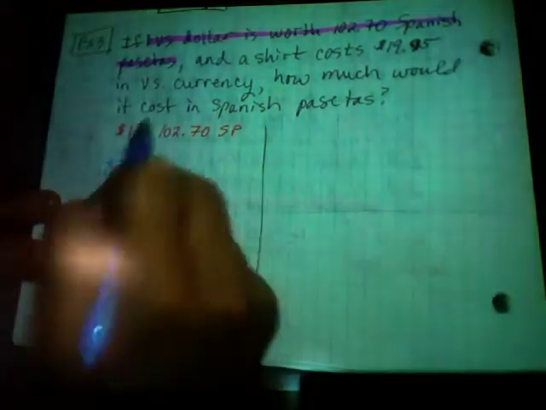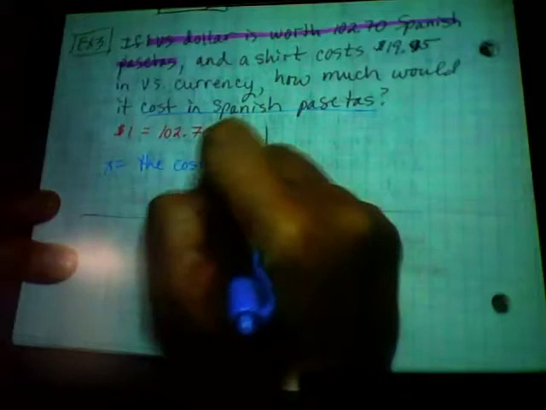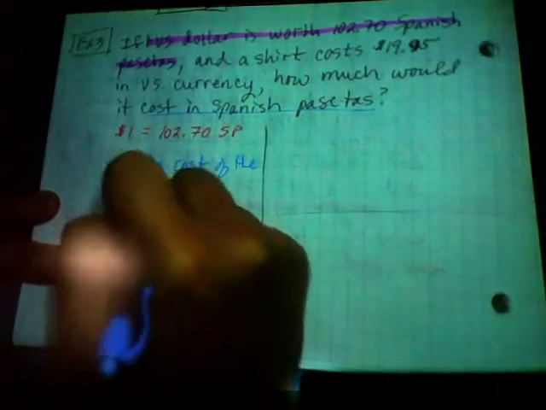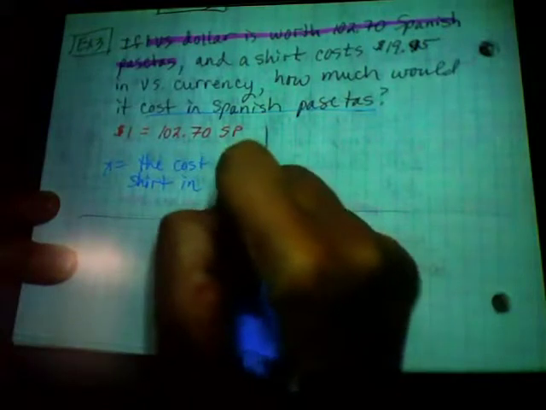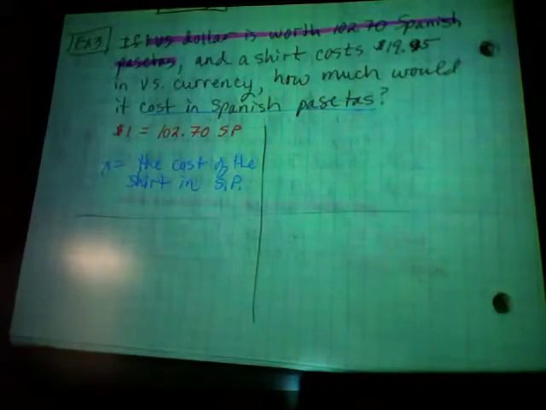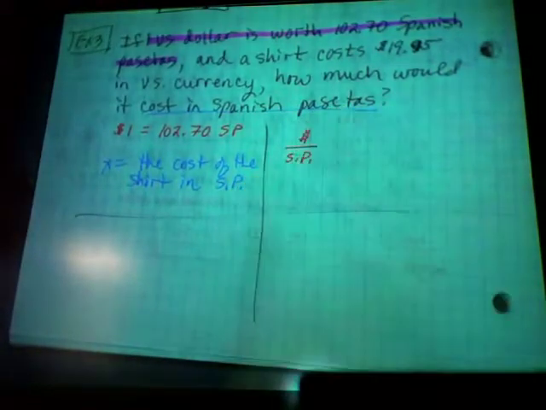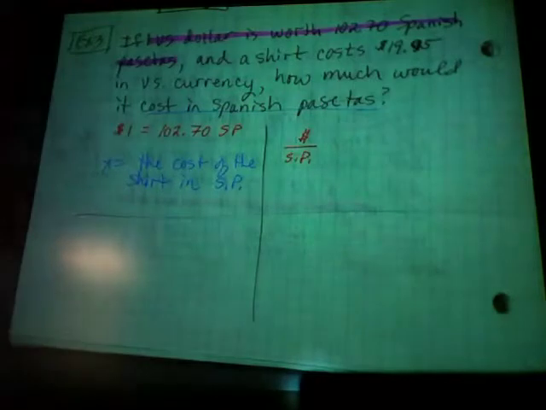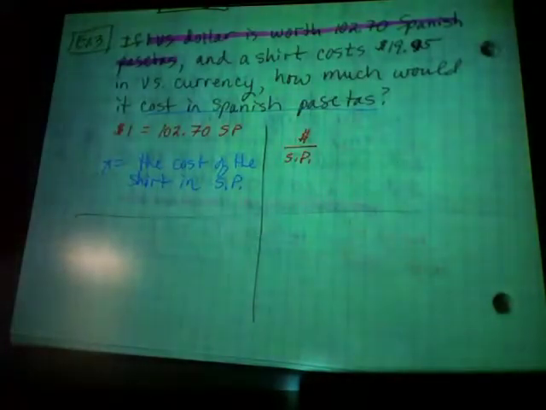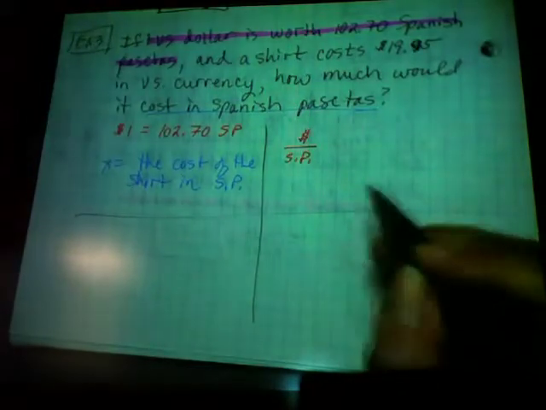Okay, we don't know the cost in Spanish pesetas. So I'm going to let X equal the cost of the shirt in Spanish pesetas. So for your equation to solve, you're going to set up a proportion, and you have to decide what your ratio wants to be. I'm going to put my ratio as dollars over Spanish pesetas. You could choose to do Spanish pesetas over dollars. It doesn't matter. But you have to maintain that consistency in your rates and ratios. So for our purposes, we're going to use this.